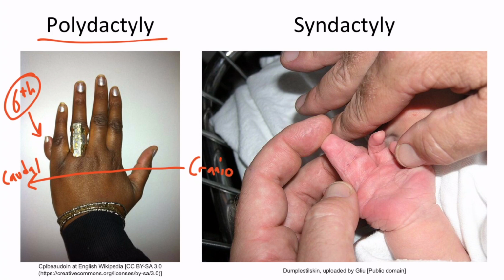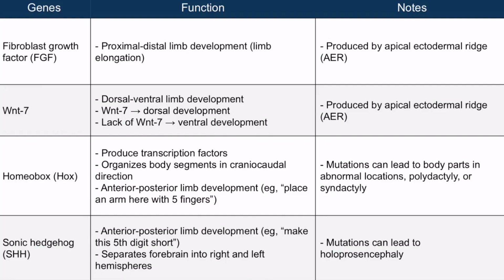The right image shows fingers that didn't separate as they should have. This is called syndactyly. Now Hox genes normally dictate that this limb should separate into 5 digits, but the segmenting was messed up somehow. So there's only 4 digits. Now let's move back to sonic hedgehog genes.